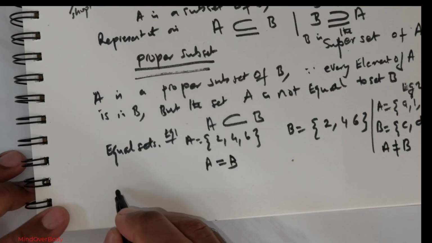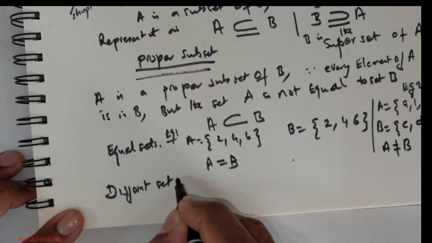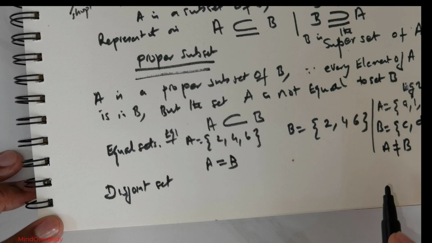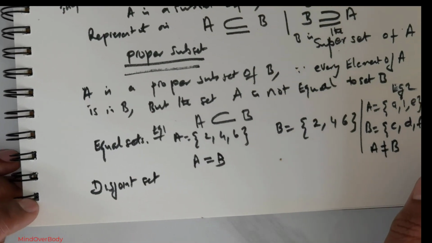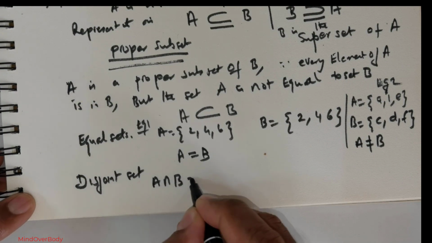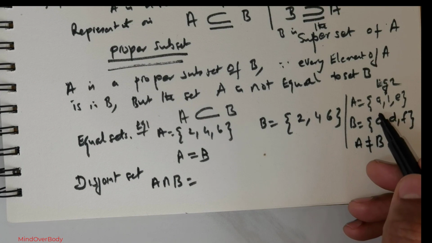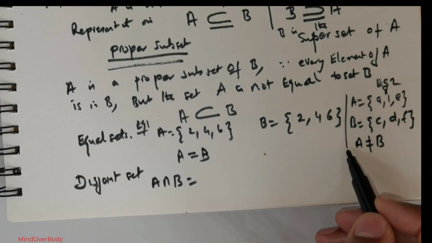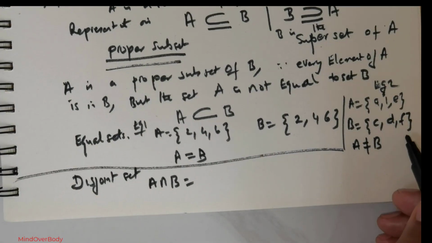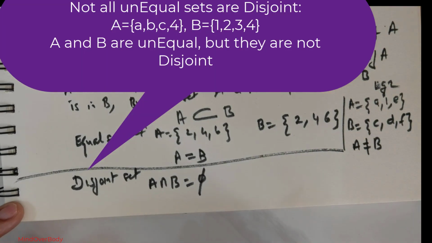Next comes the concept of disjoint sets. If you are unable to find even one common element in A intersection B, then the sets are disjoint. Now in this case, A has got a, i, and e, B has got c, d, and f. Clearly there aren't any elements common. So A intersection B is empty. So this means A and B are disjoint.